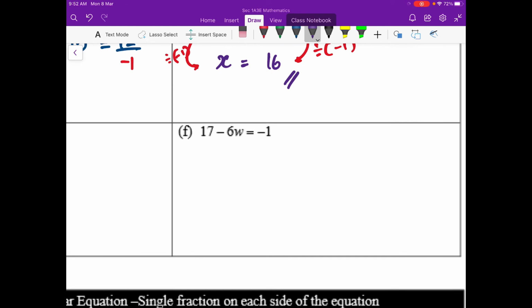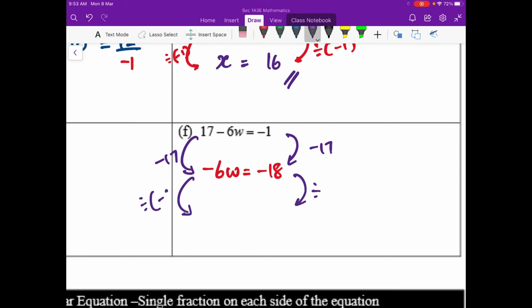Do the substitution and check whether your answer is correct. Okay, so now we want to remove the positive 17 first. We do so by subtracting 17 on both sides, leaving us with negative 6w is negative 1 minus 17, negative 18. Okay, then I only want the w. I want to remove the negative 6. How do I do that? I divide by the coefficient, which is negative 6, resulting in w equals 3.